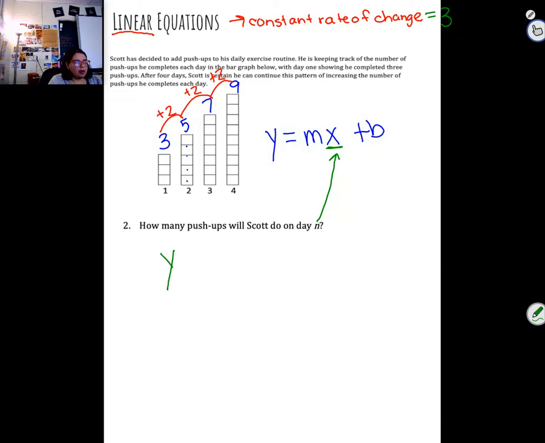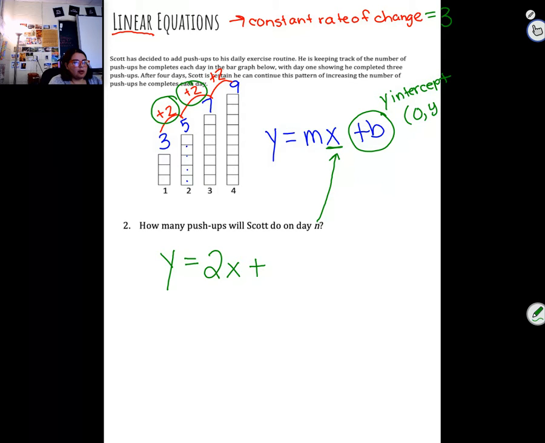So it's going to be y is equal to, well, what is he changing by every time? He's changing by 2. So it's going to be 2x plus b, if you remember, is the y-intercept. And that was when x was equal to 0. So it was 0 and then whatever y was. And so this would be the key phrase that we saw in our other examples at the beginning.